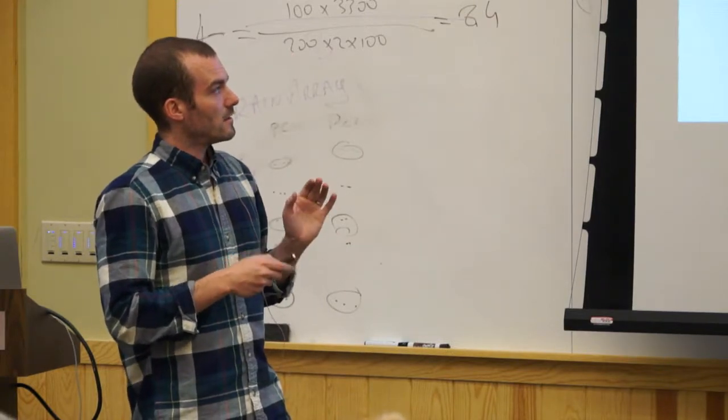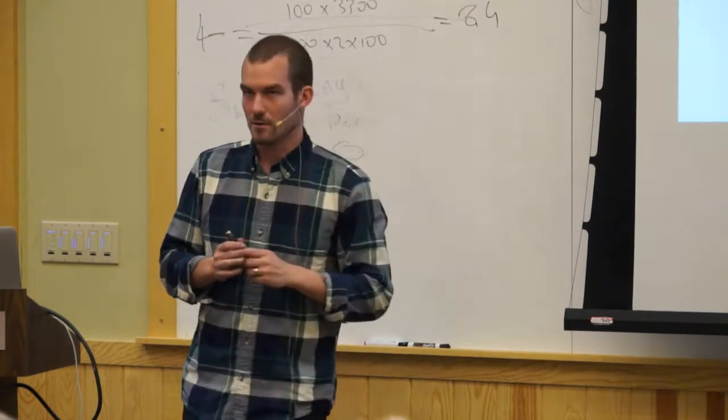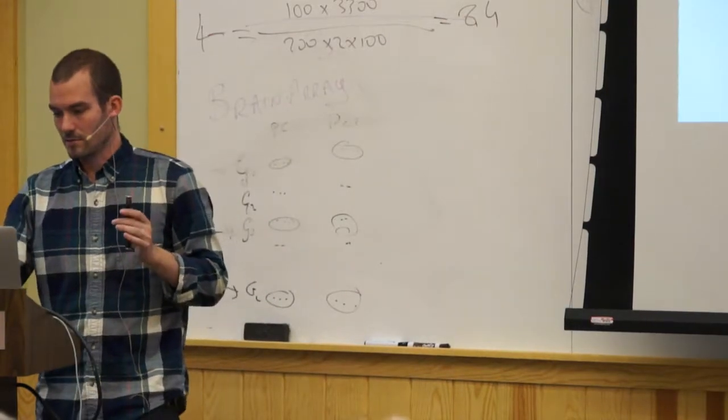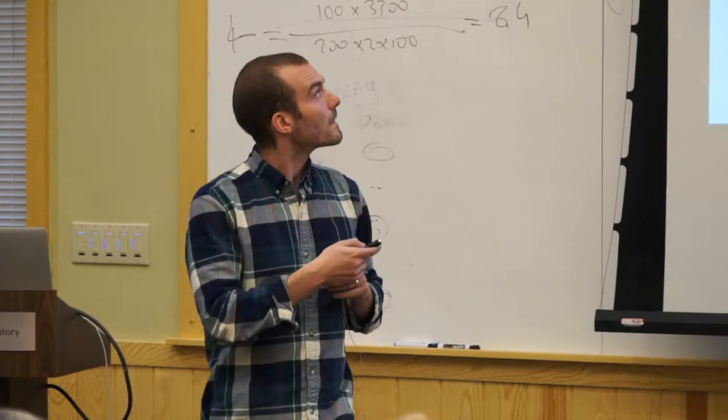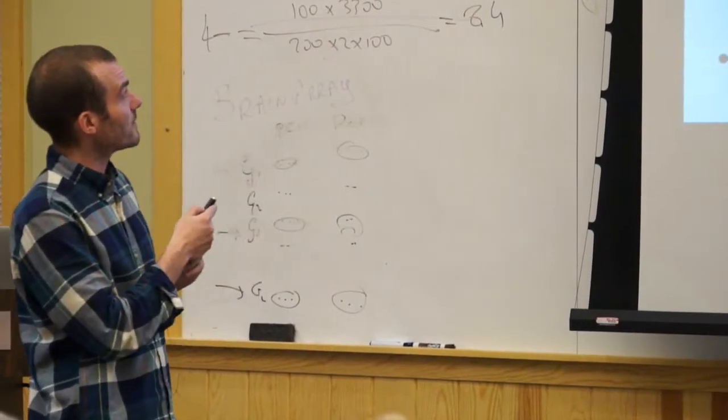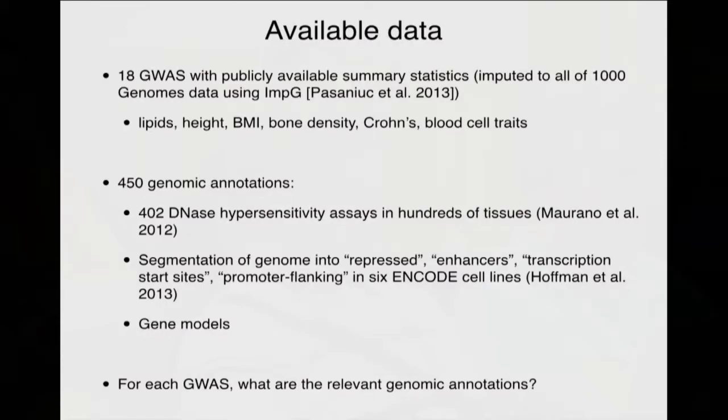And so that was just sort of flying through the model. It seems all fine in theory. Let's see what happens in practice. And so what I'm going to tell you about are 18 genome-wide association studies with publicly available summary statistics. And that's why I spent all that time talking about this computational trick, is that I could just download the summary statistics off the internet without writing 10-page applications telling people exactly what I'm going to do with their data. And then I imputed this to all of the 1,000 Genomes data.